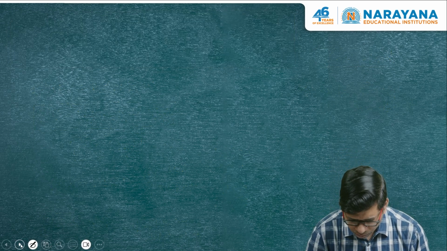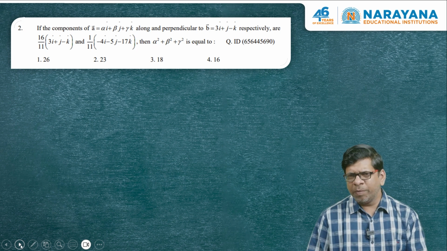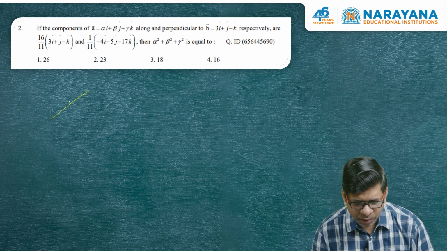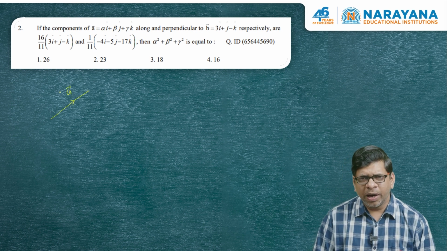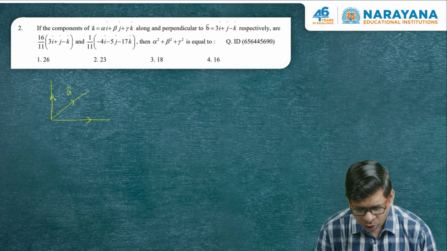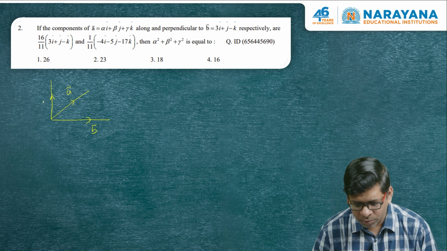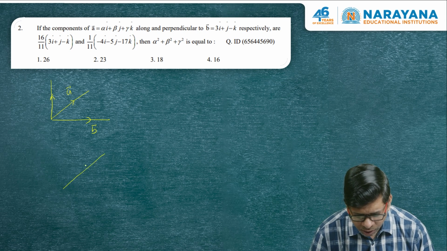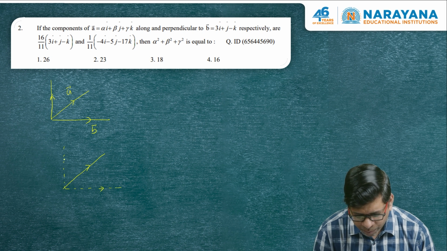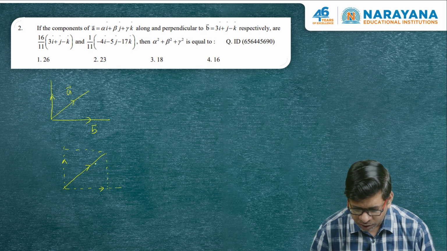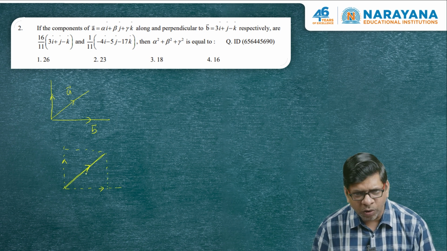Okay, moving to the next question. Second question, a very basic question from vector algebra. They are saying a vector and its projection along and perpendicular to two given vectors are given, b vector and perpendicular to b vector. Here b vector is not important. It is like the projection of the vector A in both directions, along and perpendicular to, is given. So what will be the resultant of the vector? The resultant of the vector will be the diagonal according to the parallelogram law of addition.